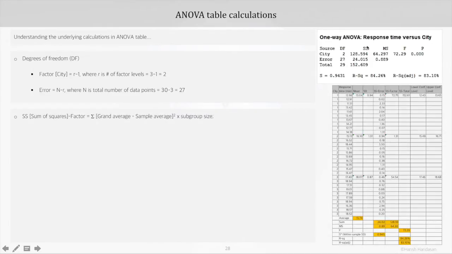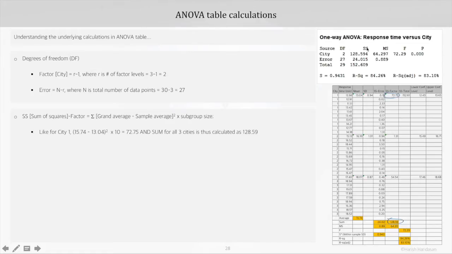Then we have sum of squares. For the factor, it is the sum of all the squared differences between the overall mean and individual subgroup means, multiplied by the subgroup size, which in this case is 10 here. Those of you who have gone through the previous section of this tutorial would find it easier to relate to it now, because this piece we had explained in detail in section 2.